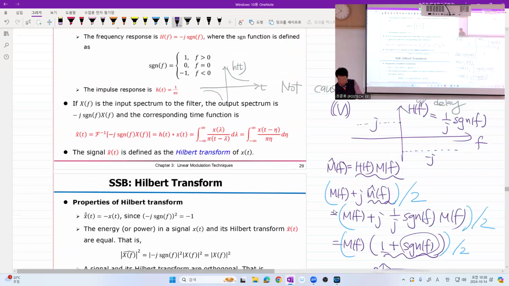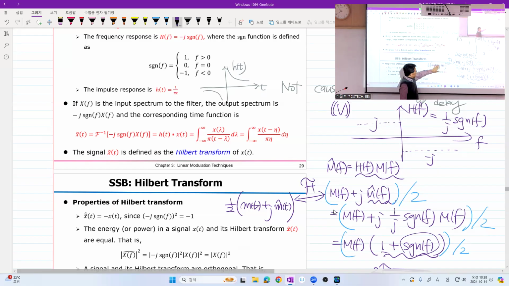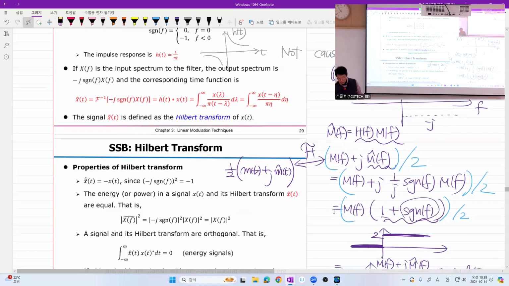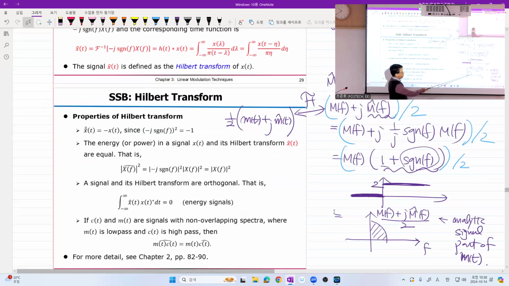So what does that mean? If you take the inverse transform, you have m of t plus j times m hat of t. That gives you what? A complex valued signal. Why? m of t is real, m hat of t is real, but you have j. So this is a complex baseband signal, right? That has this Fourier transform.